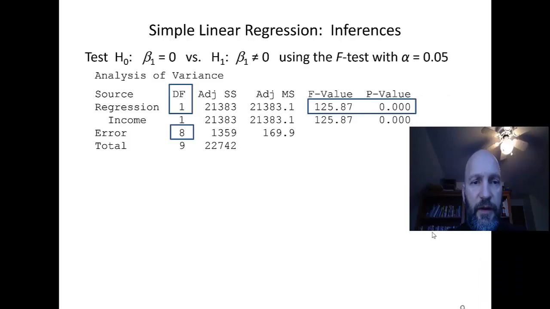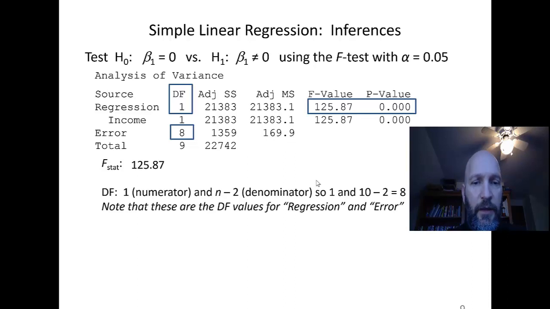The analysis of variance table comes as part of the regression output. It allows us to test the same exact hypothesis that we did previously with the t-test, and that is that beta 1 is equal to 0 versus beta 1 is not equal to 0. The test statistic here is going to be an F random variable, and in this case it's 125.87. It's given to us right here. It comes from taking this number, 21,383 divided by 169.9, and it has 1 and 8 degrees of freedom in this case.